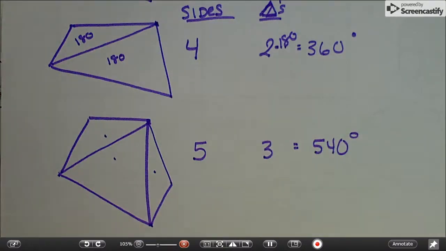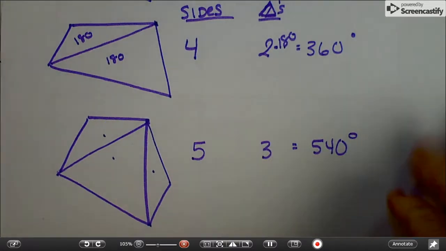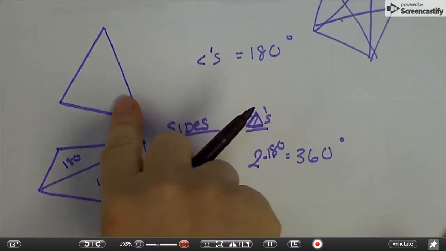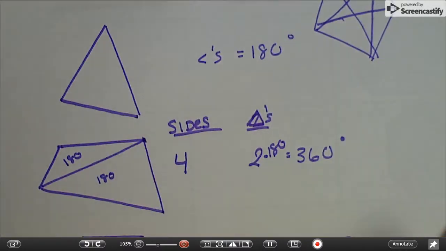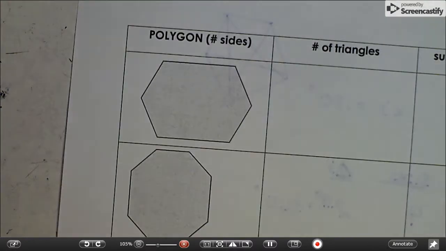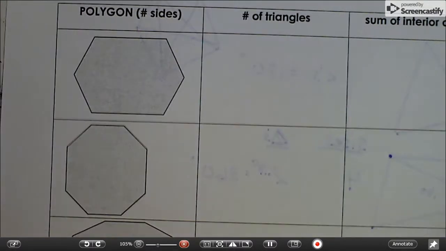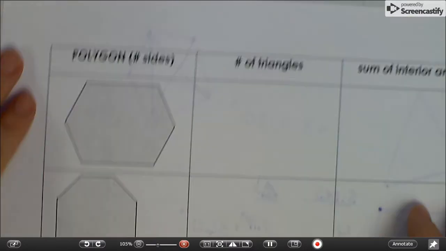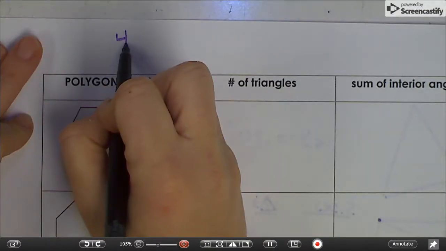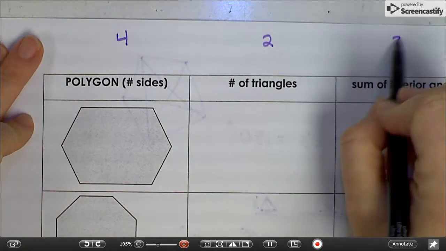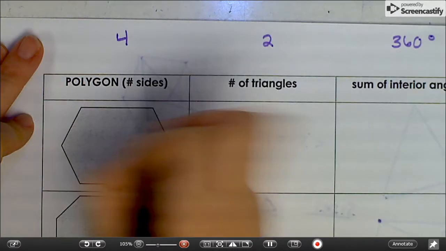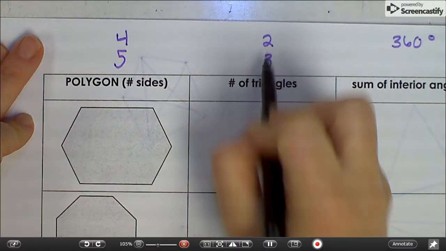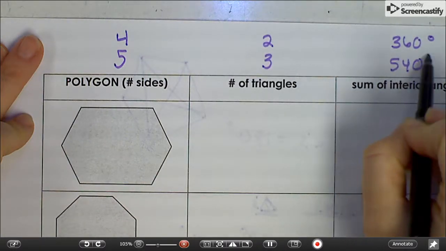Now, obviously, there's like a bazillion polygons, so you're not expected to memorize this. You don't need to. I mean, we have memorized the triangle is 180 and the quadrilateral is 360, but after that, there's no need to memorize. So let's keep going and see if you guys can come up with what this formula might be. So right now, we have four sides, two triangles, 360 degrees. Five sides, three triangles, 540 degrees.